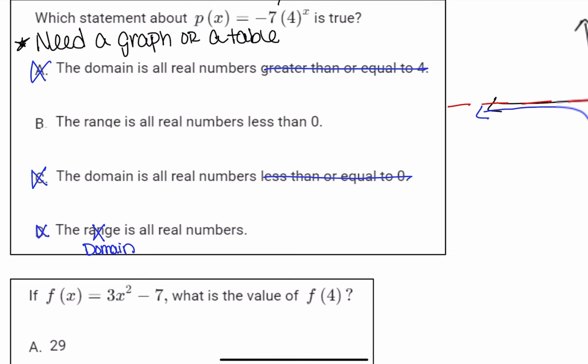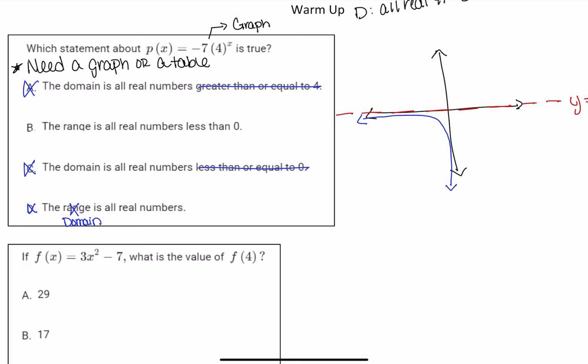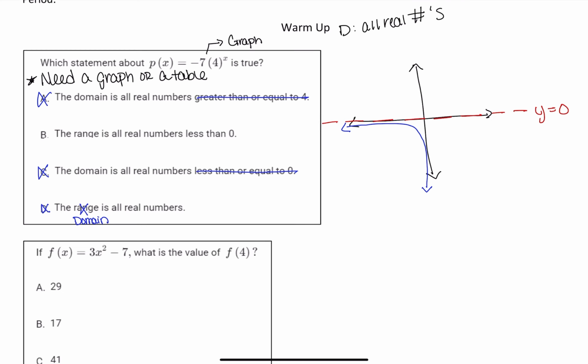So now let's look at B. The range is all real numbers less than 0. So this 0 is coming from this 0 right here. So that's where it's coming from. Less than. So this arrow, is it pointing down or is it pointing up? It's pointing down, so that is going to mean it's less than.